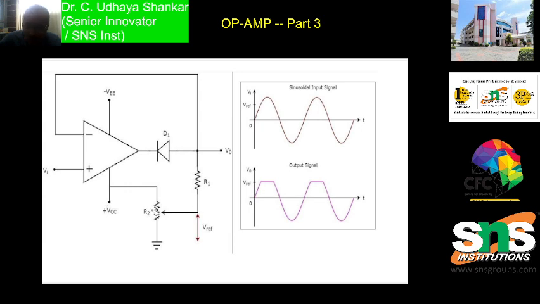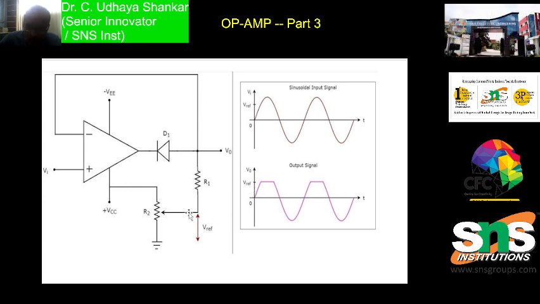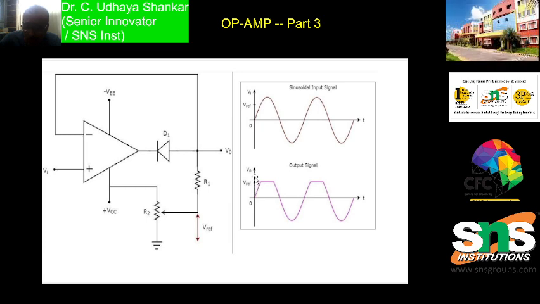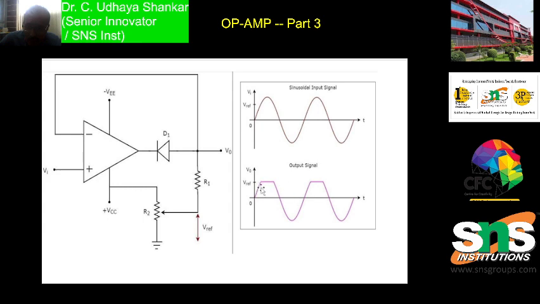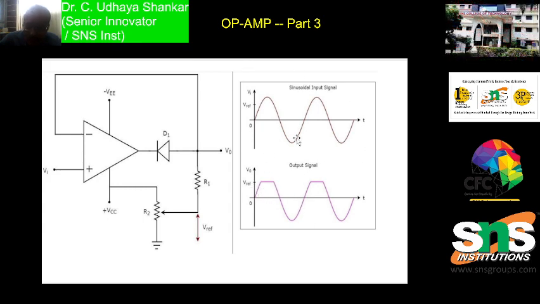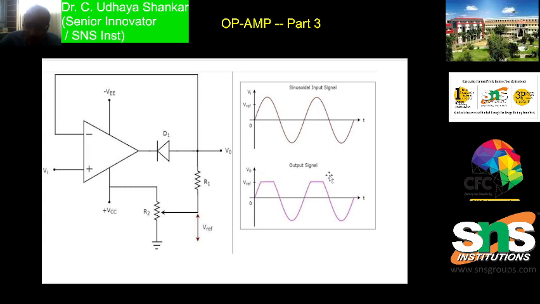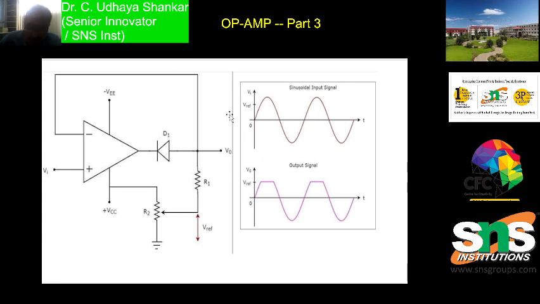For example, here you can see Vref. If Vref is high, then the clipping will be on the top portion. If the Vref is very less, then more amount of the wave shape will be clipped. Since it is clipping the positive cycles, it is called the positive clipper. Hope you are clear with the circuit. So this is the circuit diagram.